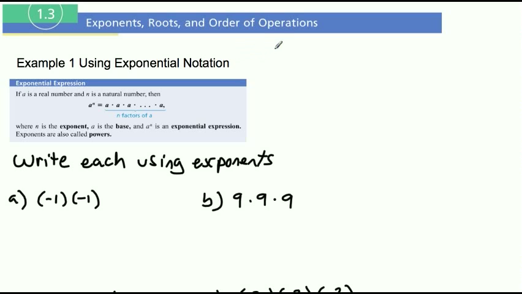We're going to go on to exponent roots and order of operations. Alright, so we're going to do example number 1, and that's using exponential notation. So here's the quick rule here.